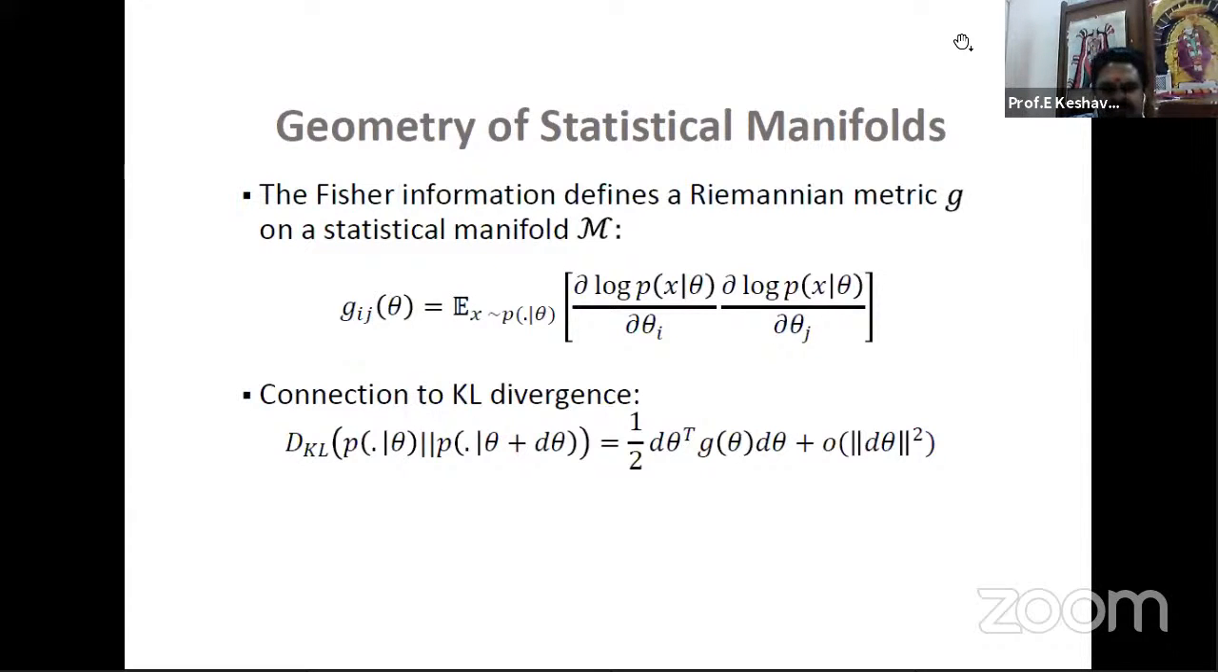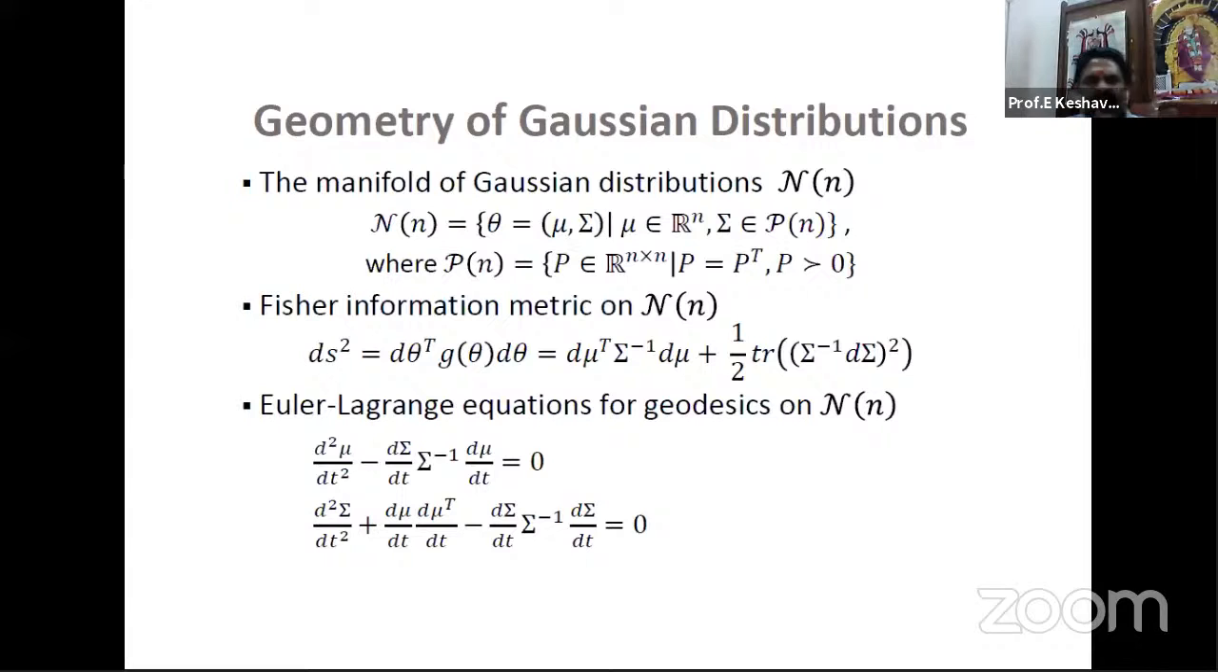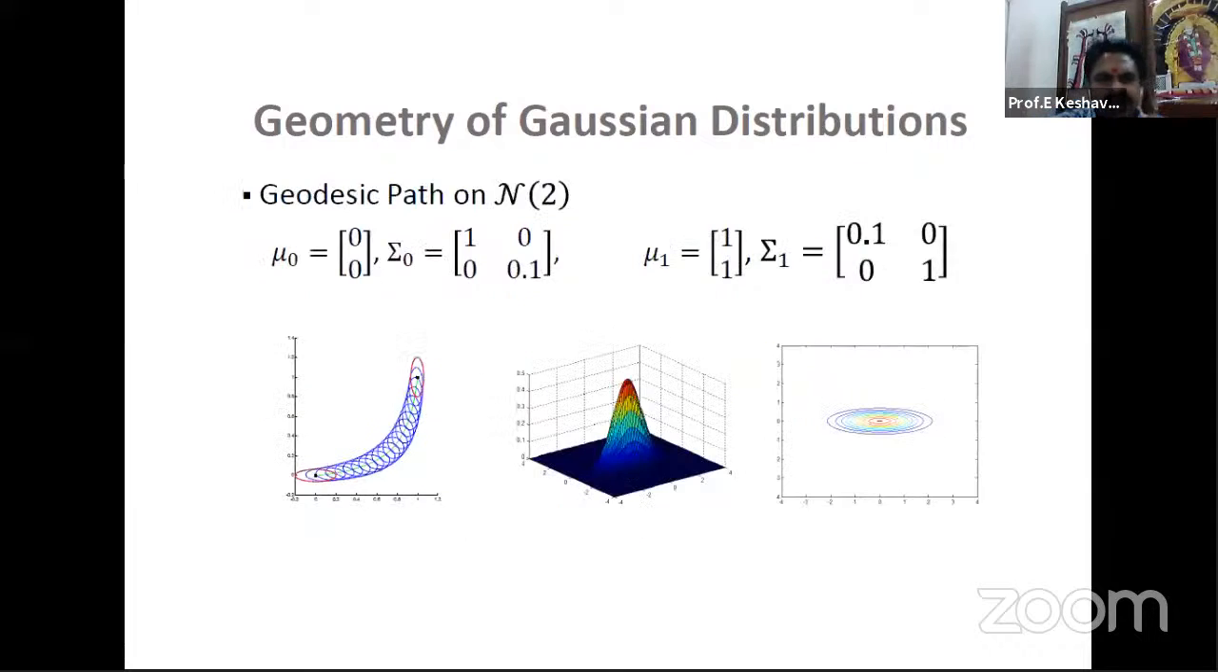This is a formula base that we can get for any type. The geometry of the Gaussian distribution is given: the manifold of Gaussian distributions is given in this way, where P is like this and the Fisher information matrix is like this. So the Euler-Lagrange equations for geodesics that we are going to see are these two equations, the Euler-Lagrange equations for geodesics on the manifold. So, the geometry of Gaussian distribution.